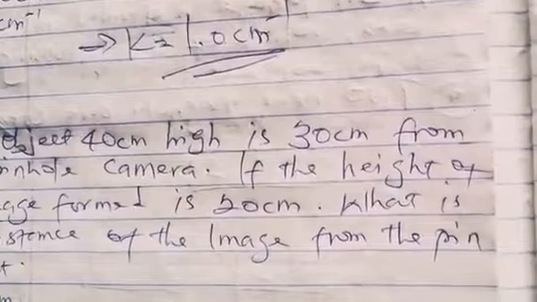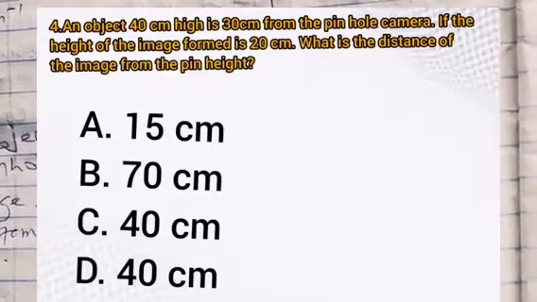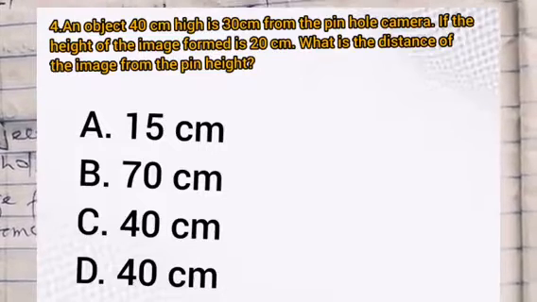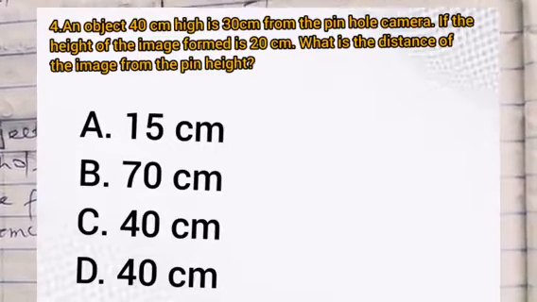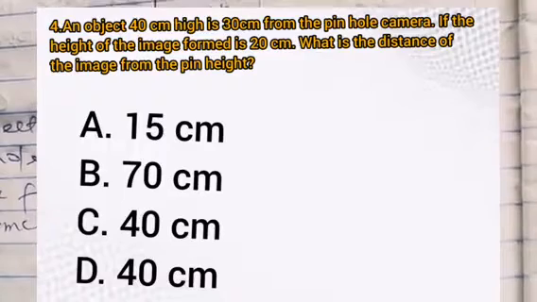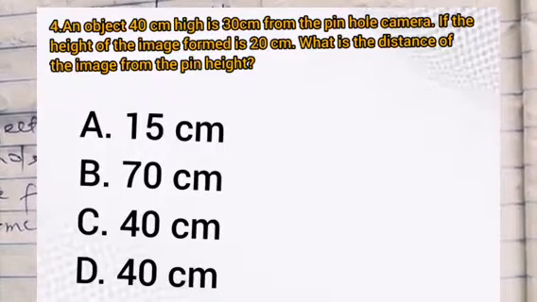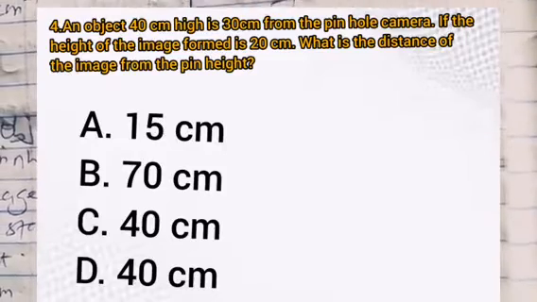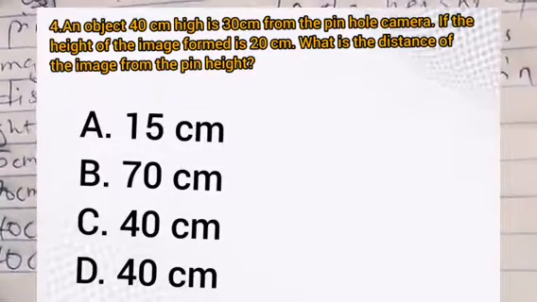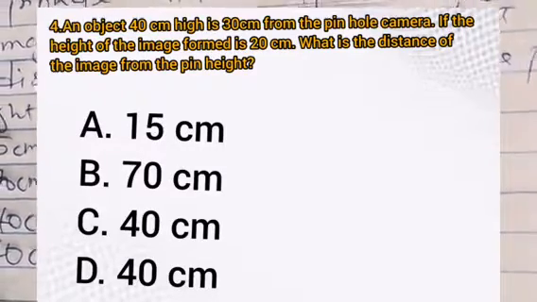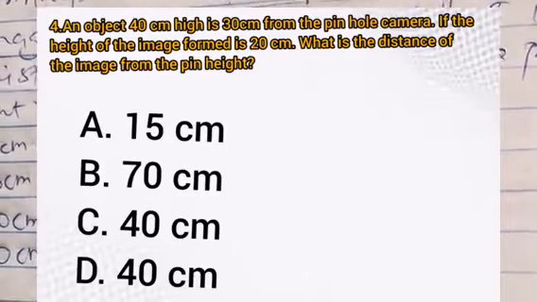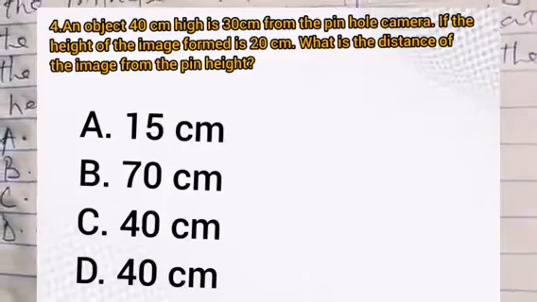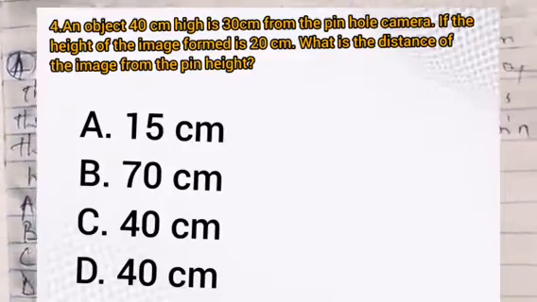Question 4 says an object 40 centimeter high is 30 centimeter from a pinhole camera. If the height of the image formed is 20 centimeter, what is the distance of the image from the pinhole? The options given are option A 15 centimeter, option B 70 centimeter, option C 40 centimeter, option D 40 centimeter. I guess this was an error.